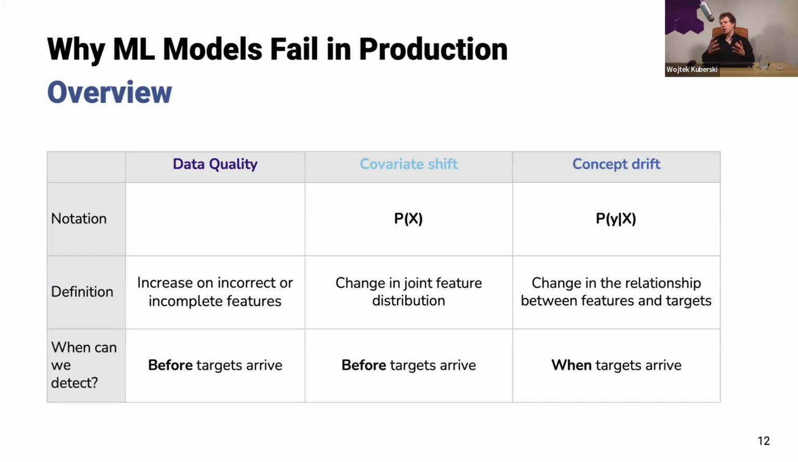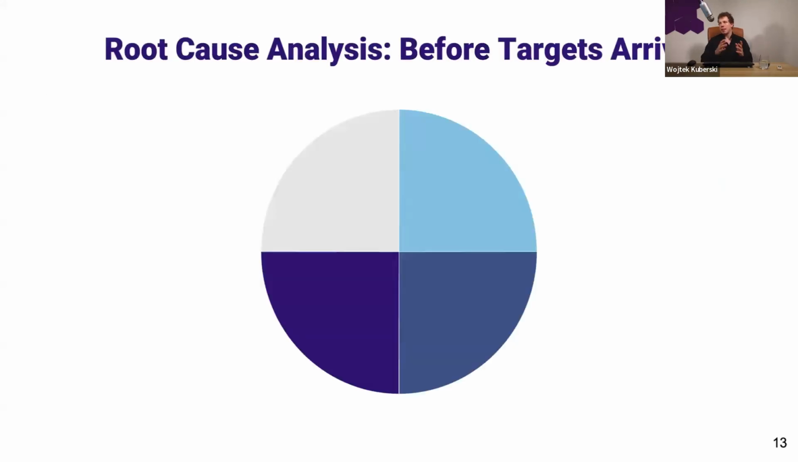So, kind of in a nutshell, we can detect data quality issues and covariate shift issues before the targets arrive, and these are luckily the two most popular causes for drop in machine learning performance. And we cannot detect concept drift, so we can only do that when the targets arrive. Now, in terms of root cause analysis, let's focus on the first two causes, data quality and covariate shift, because it's something we can do before targets arrive.